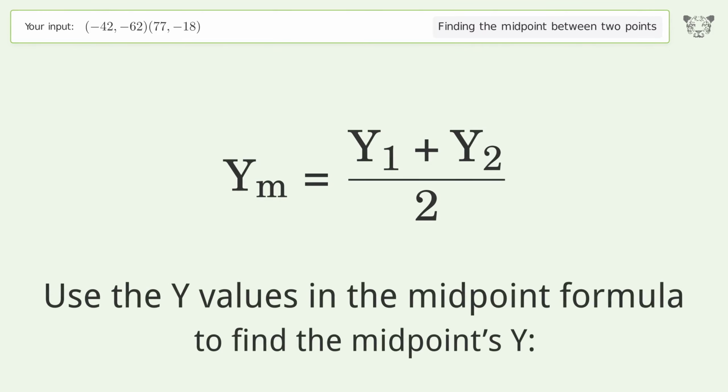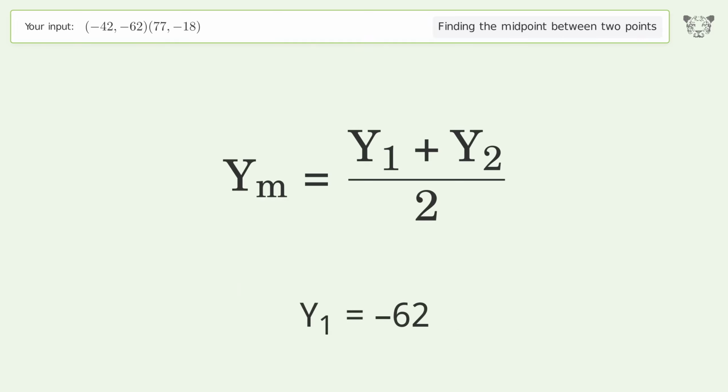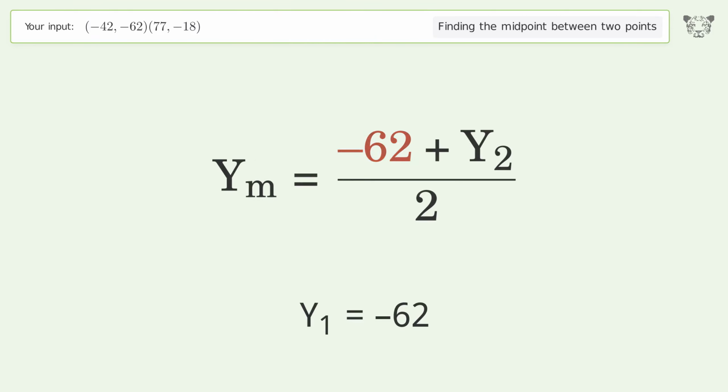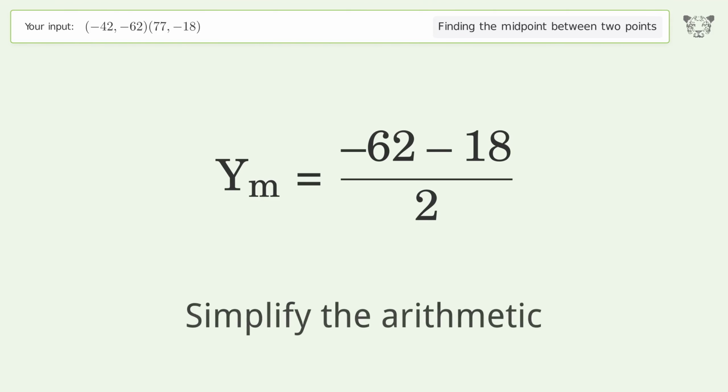Use the y values in the midpoint formula to find the midpoint's y. y1 equals -62. y2 equals -18. Simplify the arithmetic.